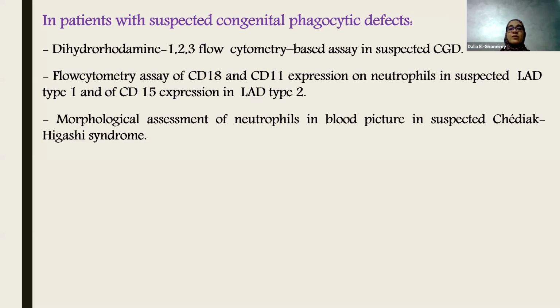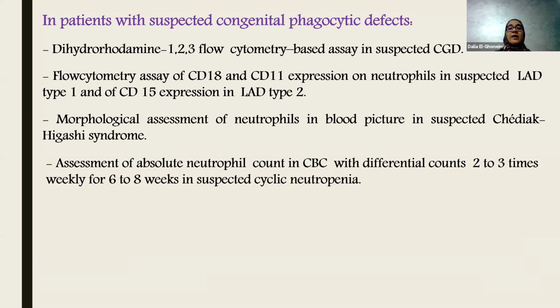If the patient has neutropenia with hypopigmented hair, and we would like to do morphological assessment, we ask for a blood picture with morphological assessment of neutrophils to see giant lysosomal granules in the blood picture, supporting the diagnosis of Chediak-Higashi syndrome. And in patients with a mild course of the disease, mild infections, and mild to moderate neutropenia, here comes the suspicion of cyclic neutropenia.